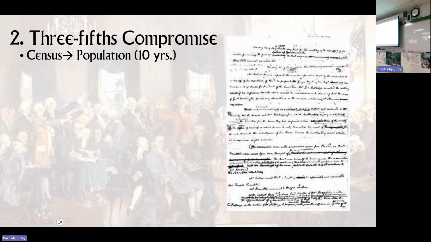All right. So that is the first compromise. Let's get to compromise number two. The three-fifths compromise. Okay, obviously the Great Compromise has the most direct impact on us, but three-fifths is huge, and it's going to be significantly more controversial.